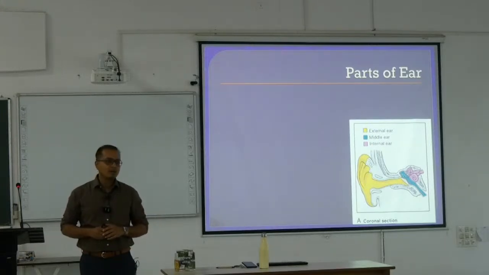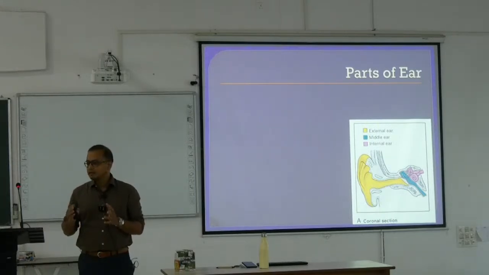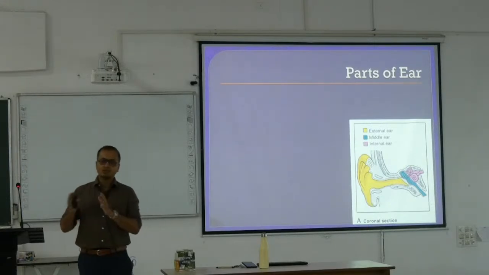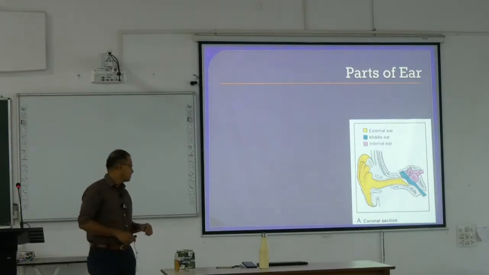That means it holds the balance. If you are standing in a still position, if you are sitting straight or sitting in a desired position, that is because of the balance which you are maintaining. That equilibrium is also contributed by the posterior part of the ear, which is known as the inner ear.